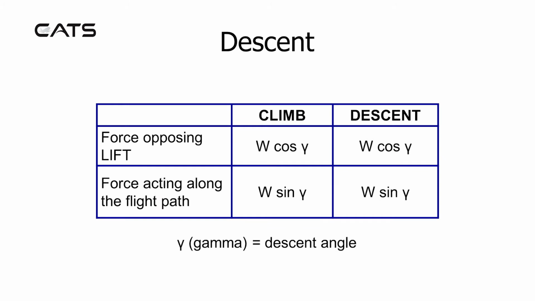In the descent, the force opposing lift is weight cosine descent angle, and the force acting on the flight path is weight sine descent angle, which are the same as the formulae for climbs.